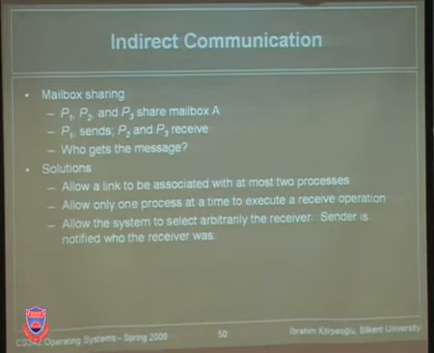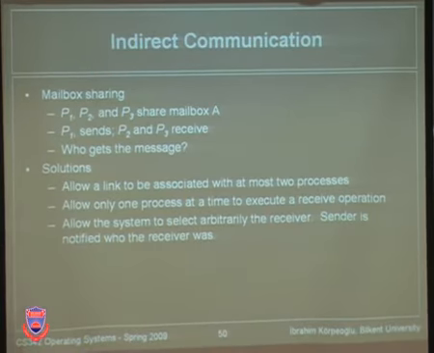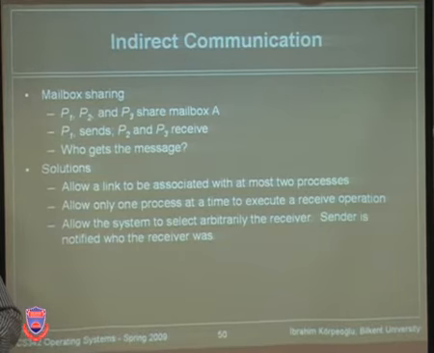It depends on the system. The system may allow a link to be associated with at most 2 processes. That means there can be at most 1 receiver, so there is no ambiguity. Since you can associate at most 1 receiver with a mailbox, if you send a message to that mailbox, that receiver process will receive it. Some systems do not impose such a restriction.